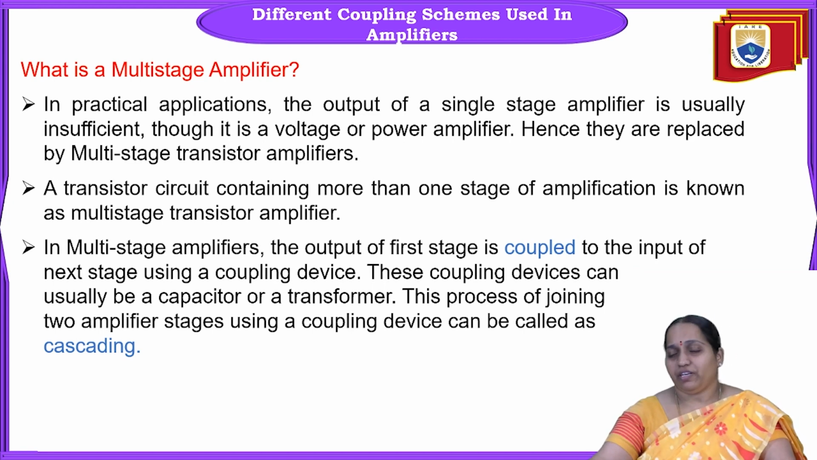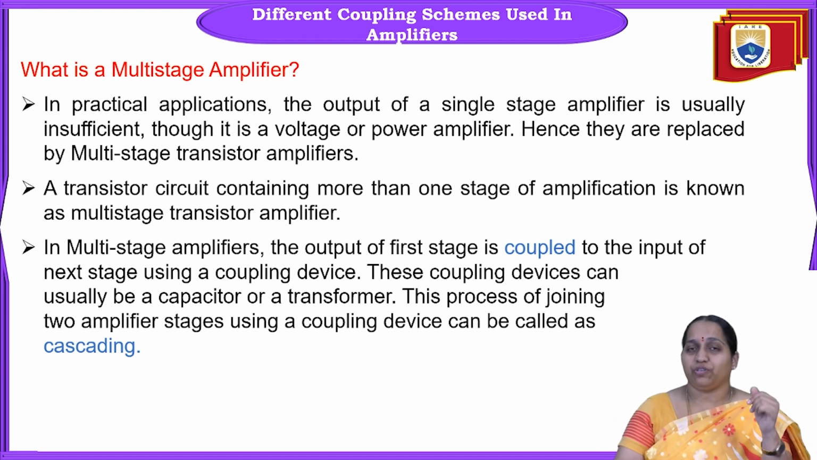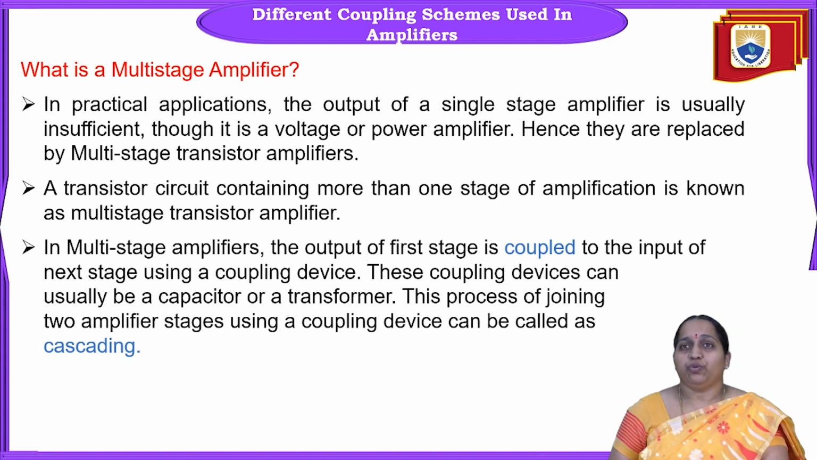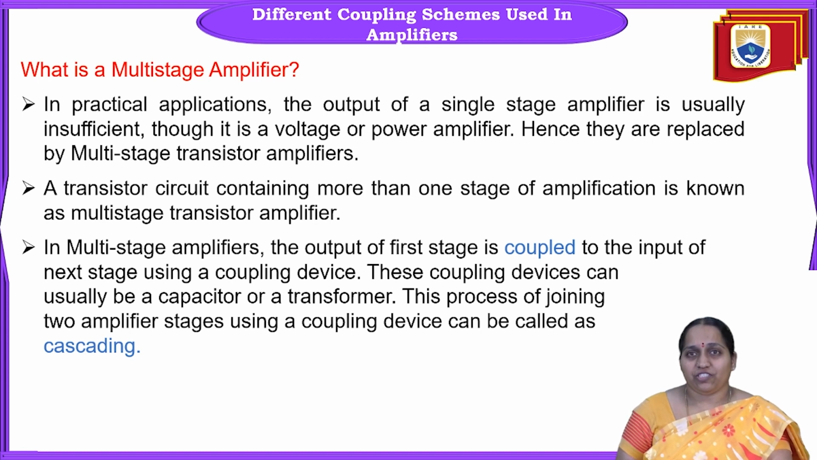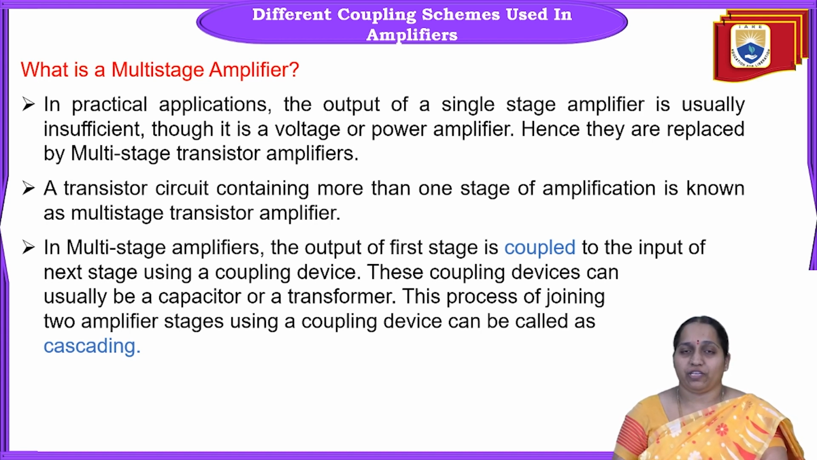Okay. So, in general, the output that you're getting from a single stage amplifier is not sufficient, or you can say insufficient, whether it could be a voltage amplifier or power amplifier. So, to get a sufficient output voltage, we make use of multi-stage amplifiers. So, usually single stage amplifiers are replaced by multi-stage amplifiers. Okay. So, a transistor circuit containing more than one stage of amplification is known as a multi-stage transistor amplifier. So, a transistor circuit which contains more than one stage of amplification is called a multi-stage amplifier.